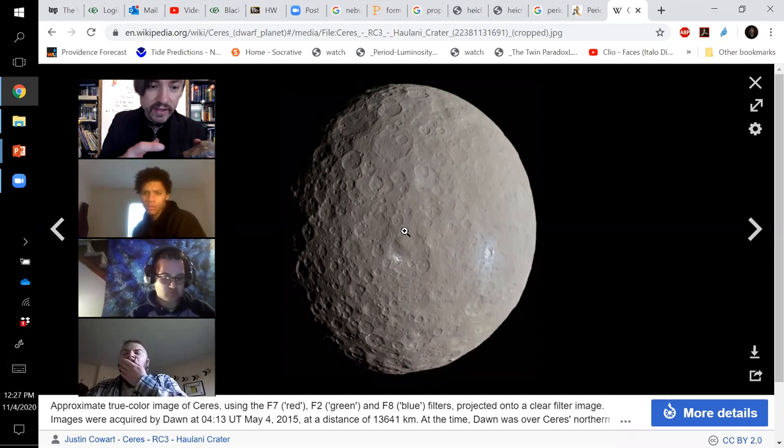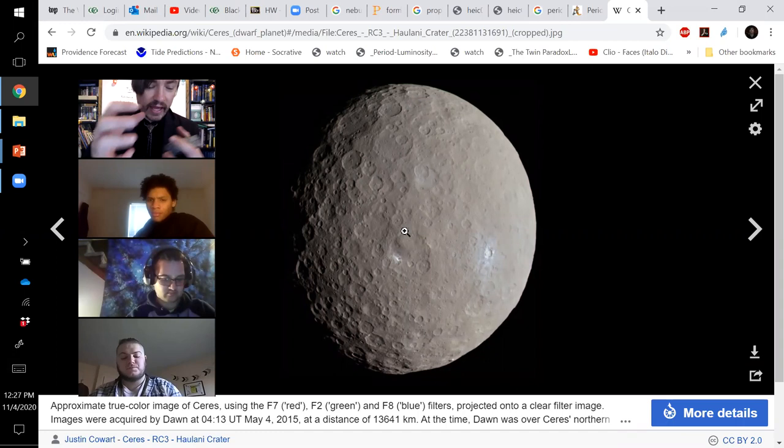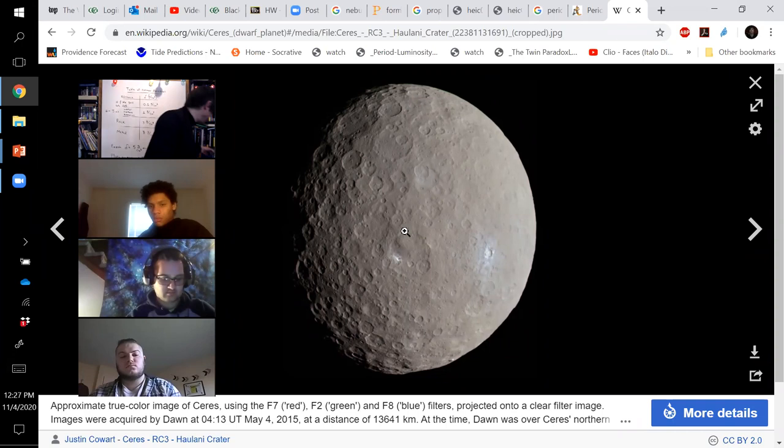And so some of them are literally like a pile of rubble or bits of rock that are all mashed together. And we've seen this in close-up inspections of some asteroids, that they almost appear to be something like a rubble pile.